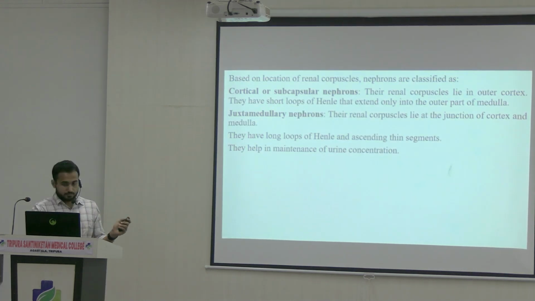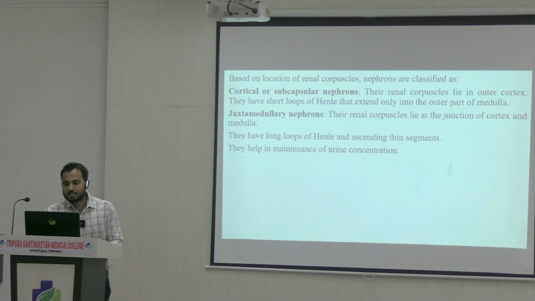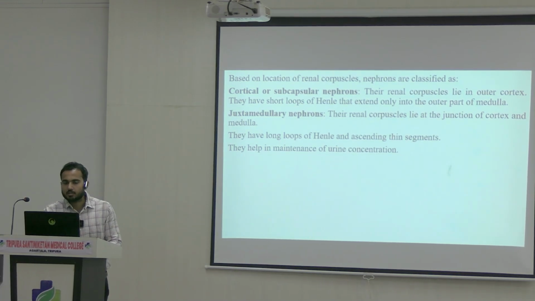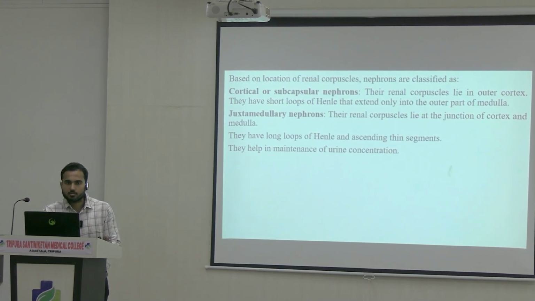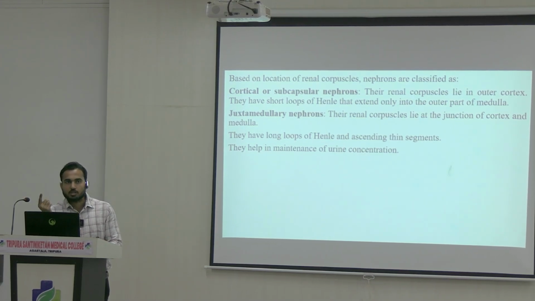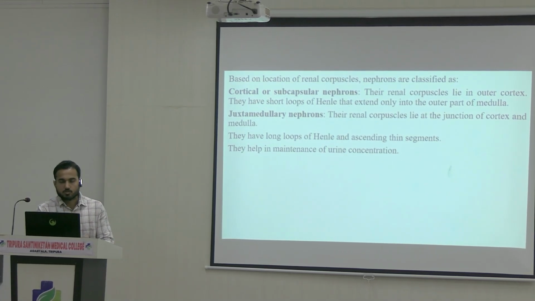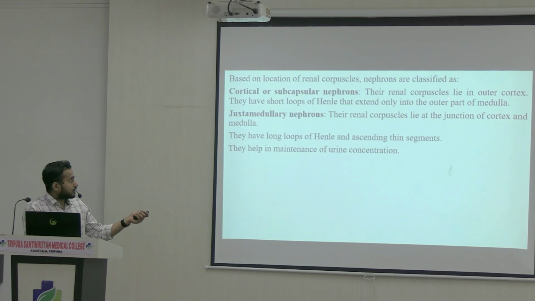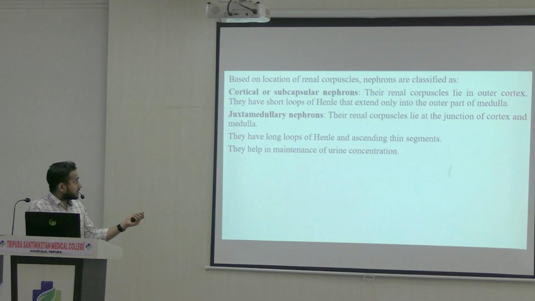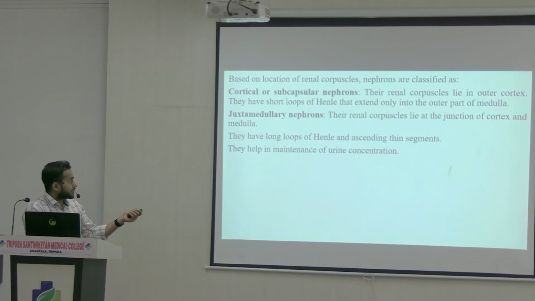Now, based on the renal corpuscles, nephrons are classified into two types. What are they? These are the cortical or subcapsular nephron and the juxtamedullary nephron. Have you heard about the juxtamedullary nephron? Yes. So two different types of nephrons are there. First is the cortical nephron. The majority of them are cortical nephrons, also called subcapsular nephrons. In this case, the renal corpuscles lie in the outer cortex, and they have a short loop of Henle that extends only into the outer part of the medulla.